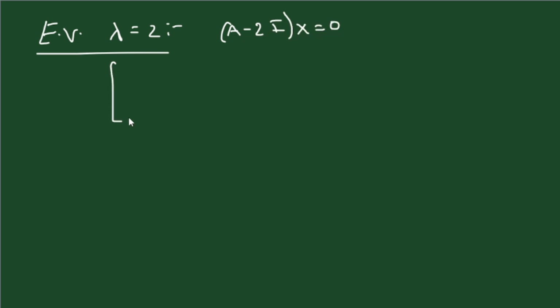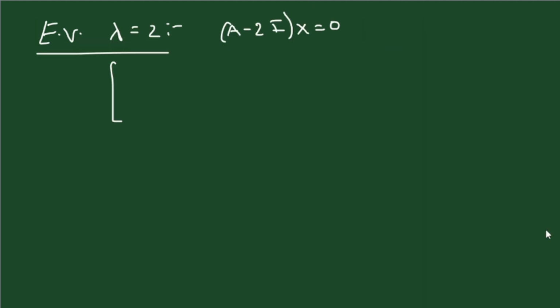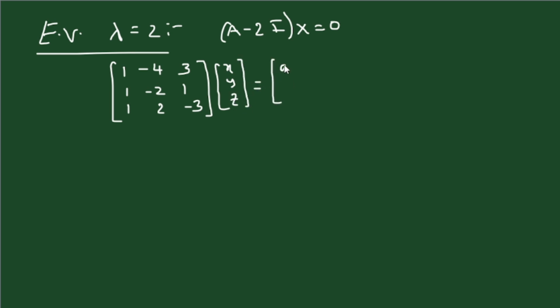So what is the matrix A minus lambda I? This is A minus lambda I. You put lambda equal to 2. What you will get is [1, -4, 3], [1, -2, 1], and [1, 2, -3] if you put lambda equal to 2, multiplied by (x, y, z) equal to (0, 0, 0).